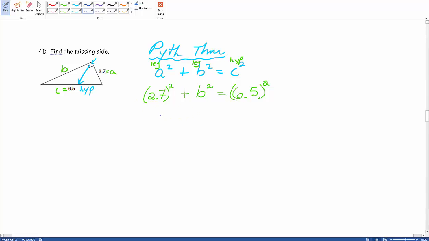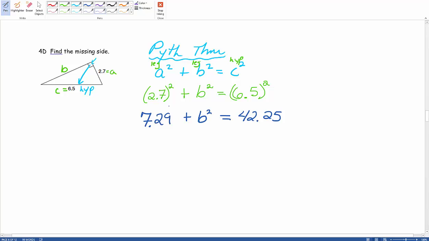Now we go ahead and take out the calculator to determine what is 2.7 squared. 2.7 squared comes out to give us 7.29 plus our b squared is still b squared, we don't know what he is yet, equals our 6.5 squared gives us 42.25. So in just that blue step, we've gone ahead and squared all of the items.